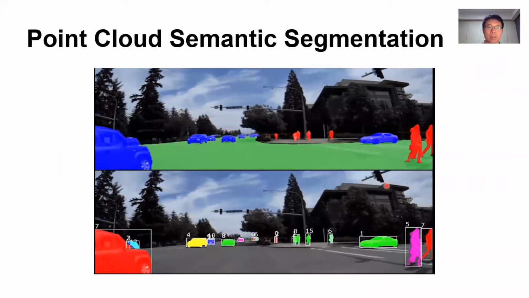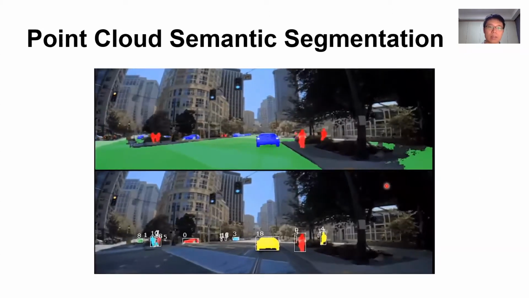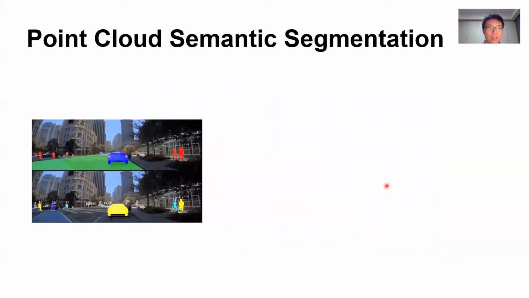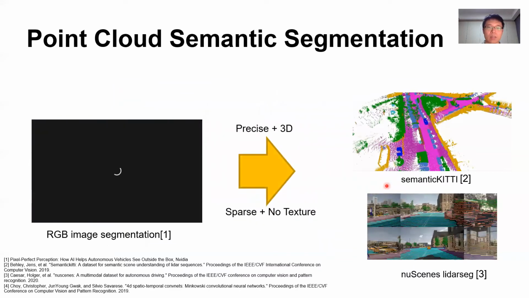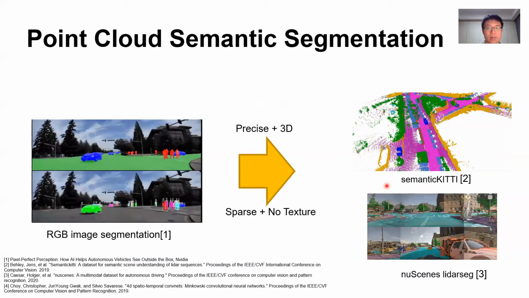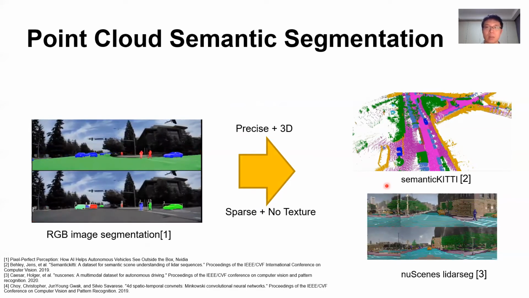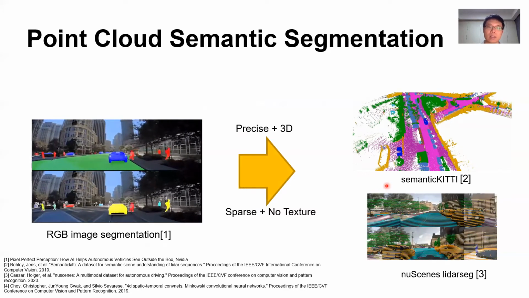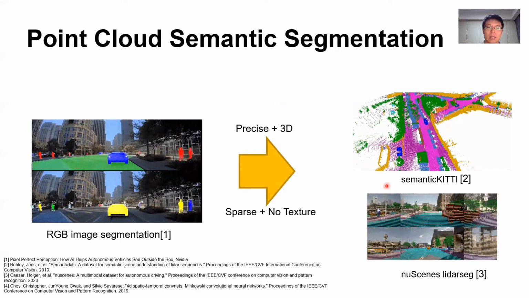Semantic segmentation is a well-explored research topic in the 2D RGB image domain. However, doing semantic segmentation on point clouds has recently become popular thanks to the quick development of the autonomous driving industry, especially thanks to the release of two well-known datasets, SemanticKITTI and nuScenes. The sparsity property of a point cloud makes this task much more challenging.